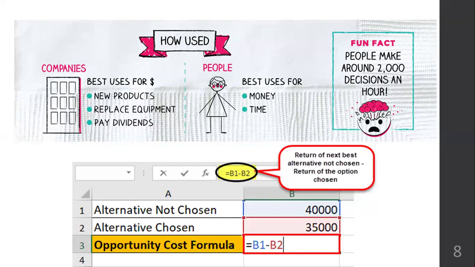Another example: you have two alternatives, alternative A and alternative B. One is 40,000, one is 35,000. What is the difference between these two opportunities? Just 5,000. So that is the opportunity cost. The cost of leaving one item over the other is 5,000.